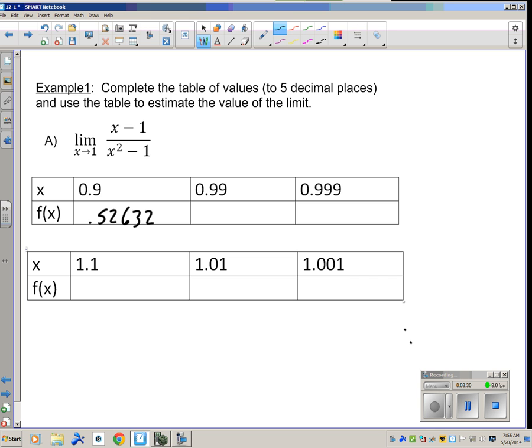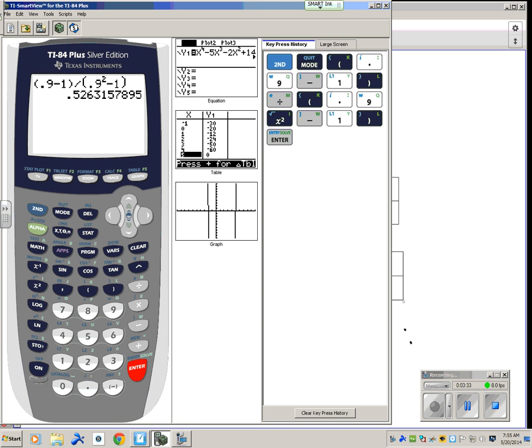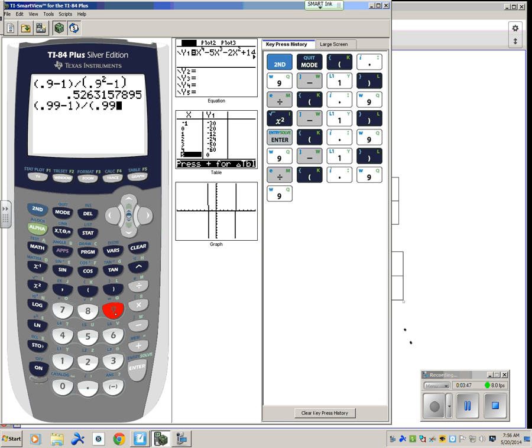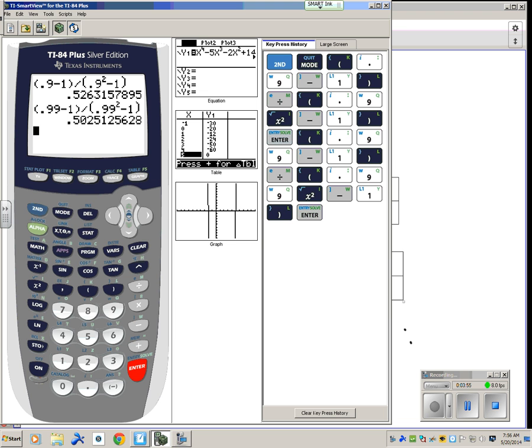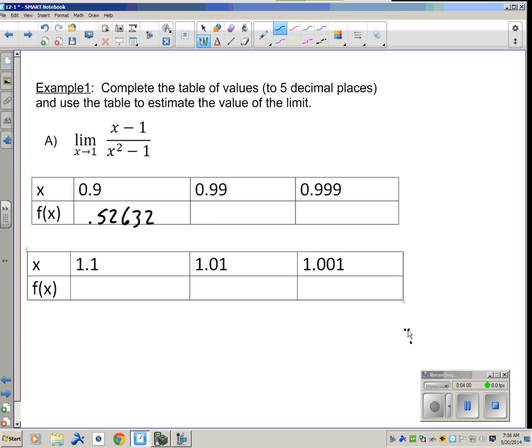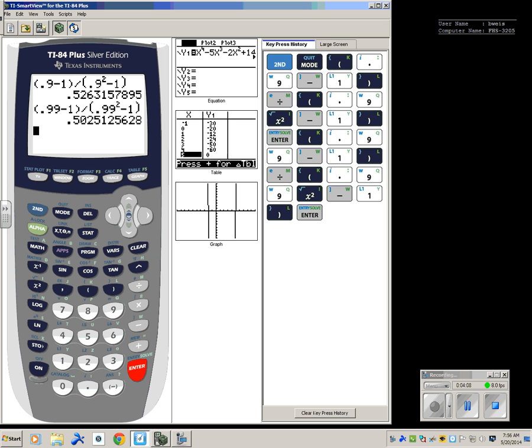We're going to do the same thing with 0.99. So now I can take 0.99 minus 1. Now we're getting closer to 1, divided by 0.99 squared minus 1. And we'll see what that equals. 0.50251. And now let's try 0.999.